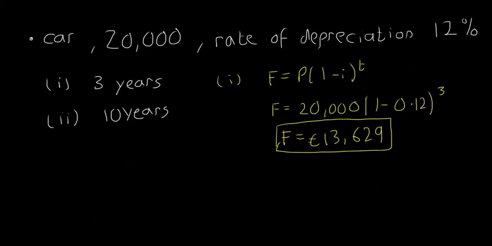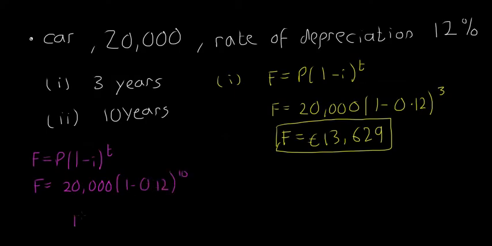Box around that, and we're going to find out how much it's worth after 10 years. Obviously it's going to be less after 10 years. F is equal to P by (1 minus I) to the power of T, so F is equal to 20,000 by (1 minus 0.12) to the power of 10. And we're going to find that F is equal to €5,570. So obviously after 10 years it's lost a lot of its value.